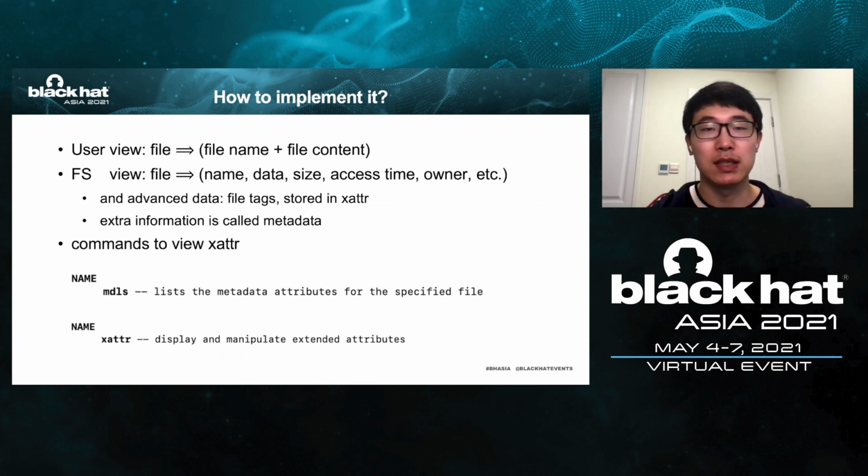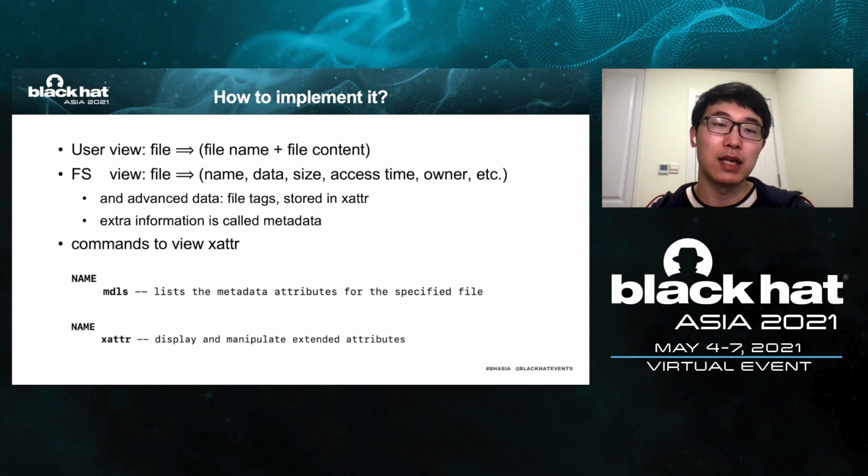How is it implemented? For normal users, a file consists of a file name and its content. But from the perspective of the file system, files have a richer meaning. Besides file name and data, a file also contains other attributes such as file size, access time, and owner. And there are also some advanced attributes, for example, file tags. Obviously, they can't be stored in the file content. The file system allocates new storage space for them, called extended file attributes.